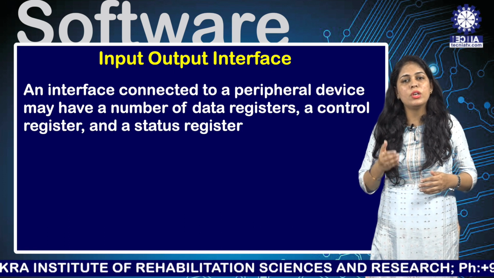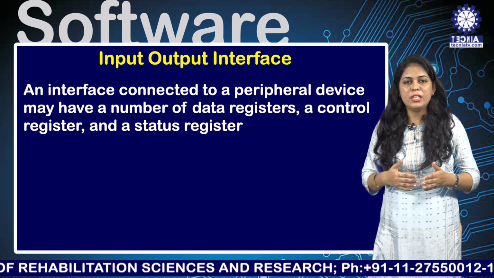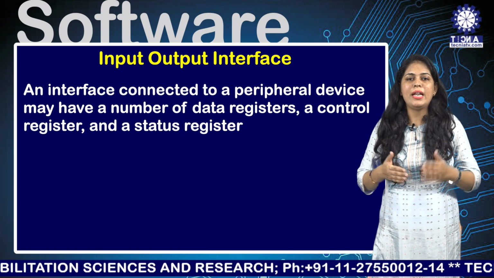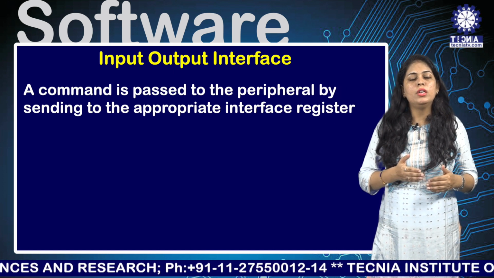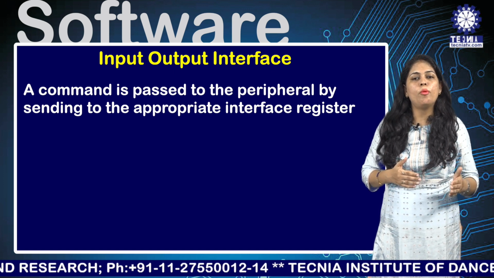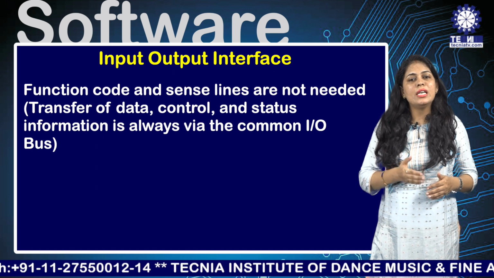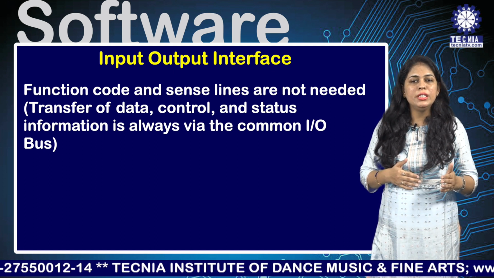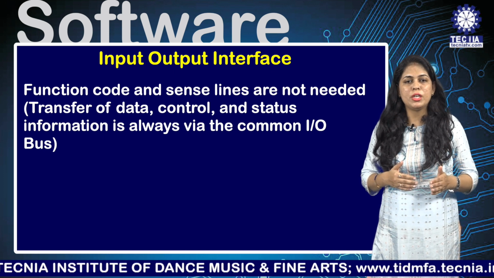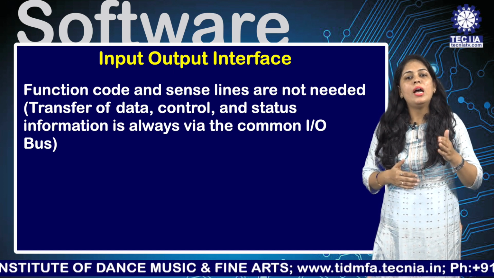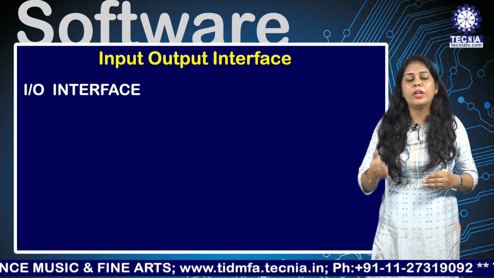An interface connected to a peripheral device may have a number of data registers, a control register and a status register. A command is passed to the peripheral by sending it to the appropriate interface register. Function code and sense lines are not needed, which means transfer of data, control and status information is always via the common input-output bus.